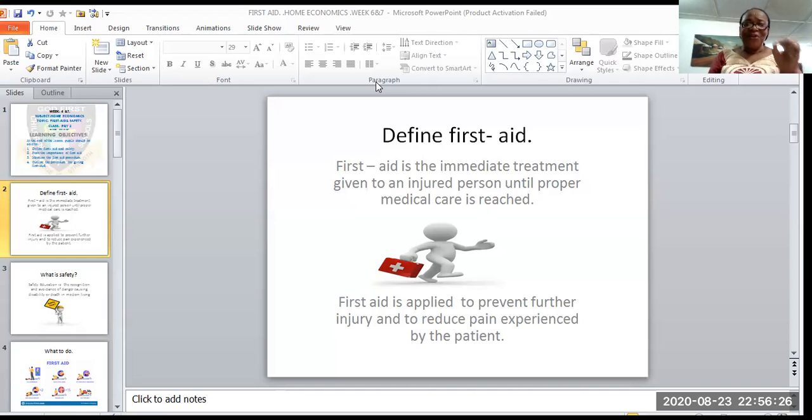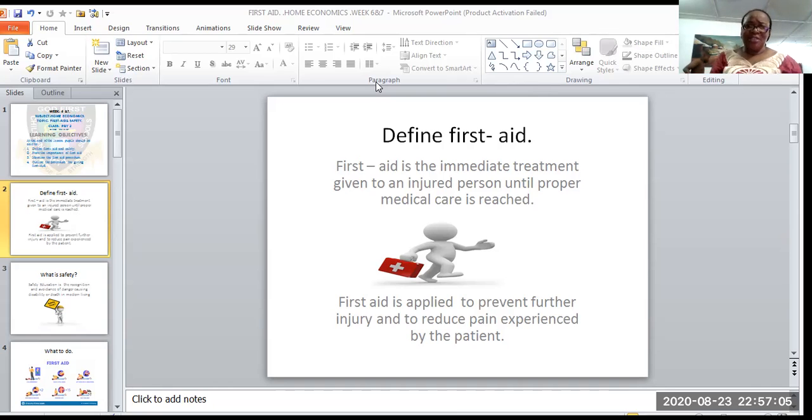Do you understand? First aid is applied to prevent further injury and to reduce the pain experienced by the patient. Why do we attempt first aid? It is applied to prevent further injury and to reduce pain experienced by the patient. The first or immediate treatment given to an injured person until proper medical care is reached, until you get to the doctor, until the doctor gets to you.